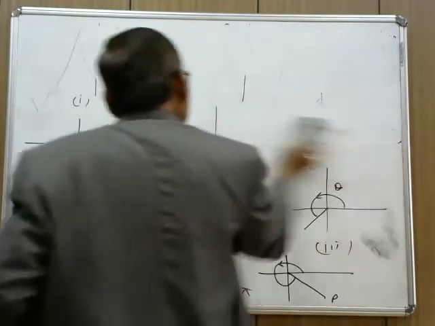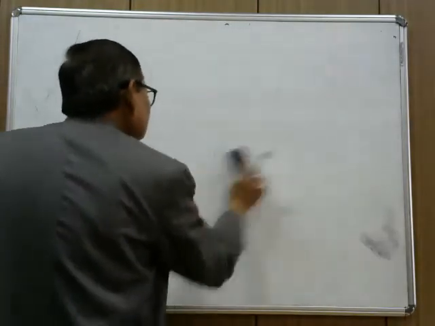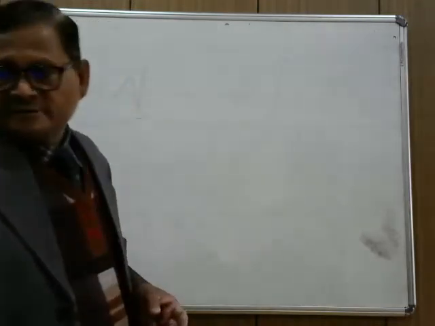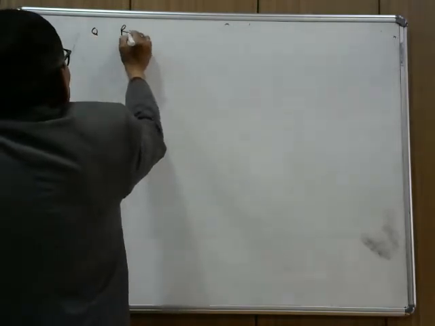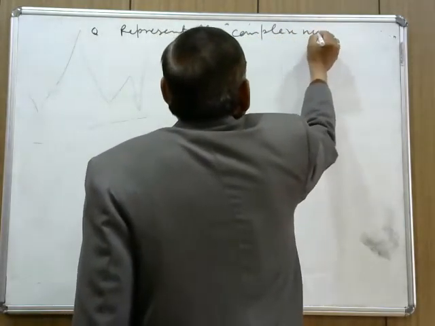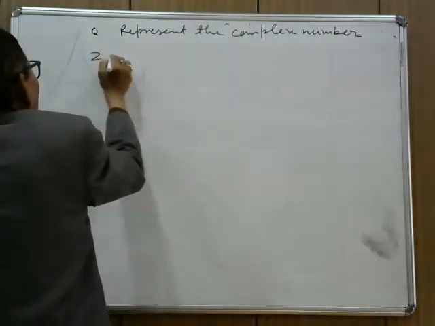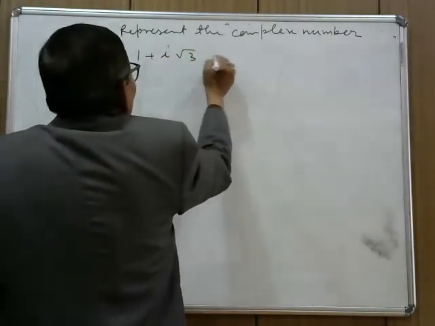Come to the question. Represent the complex number z equals 1 plus i root 3 in polar form.